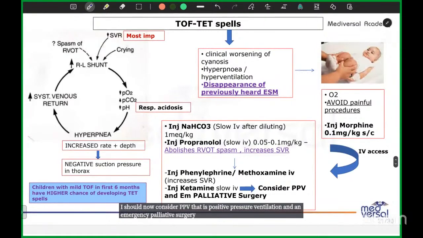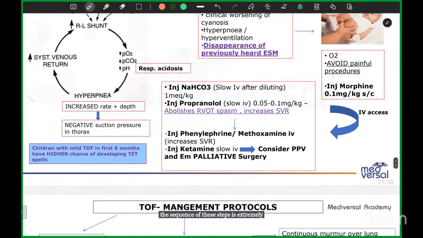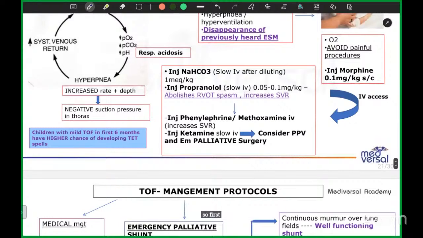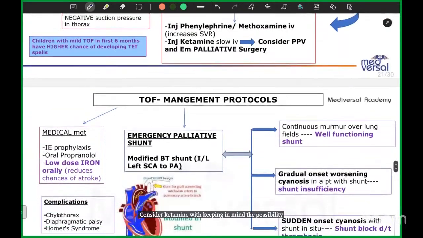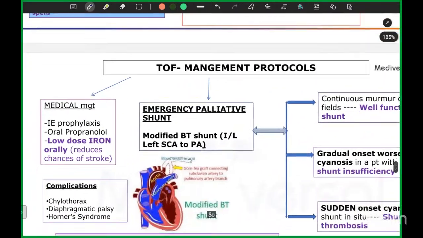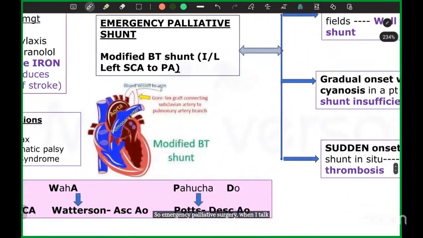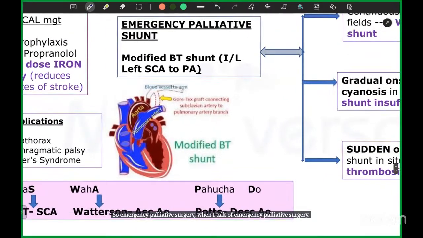The sequence of these steps is extremely important. So first bicarb, soda bicarb, then propranolol. Things not working, go with phenylephrine or methoxamine. Consider ketamine, keeping in mind the possibility of positive pressure ventilation. So emergency palliative surgery. When I talk of emergency palliative surgery, I predominantly talk of this modified BT shunt. There's nothing else which is done right now as emergency palliative.